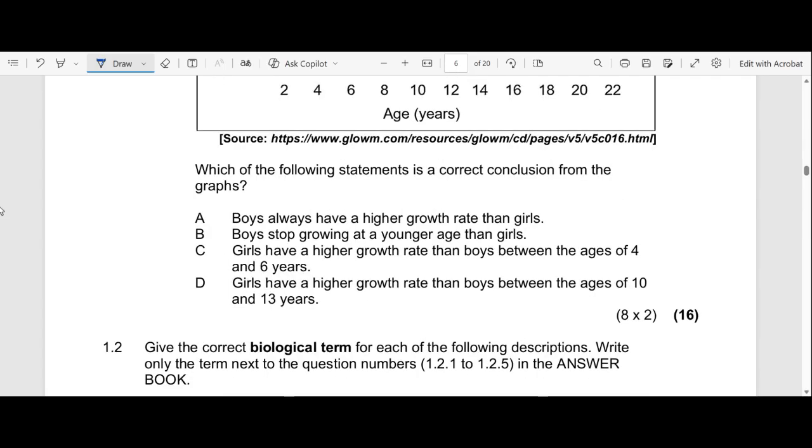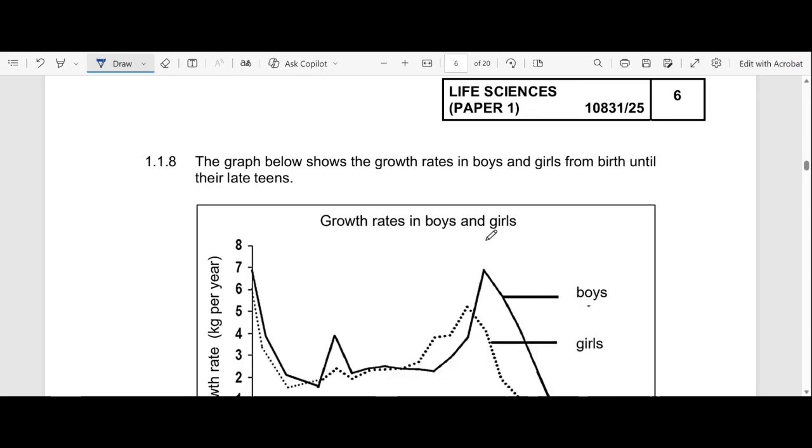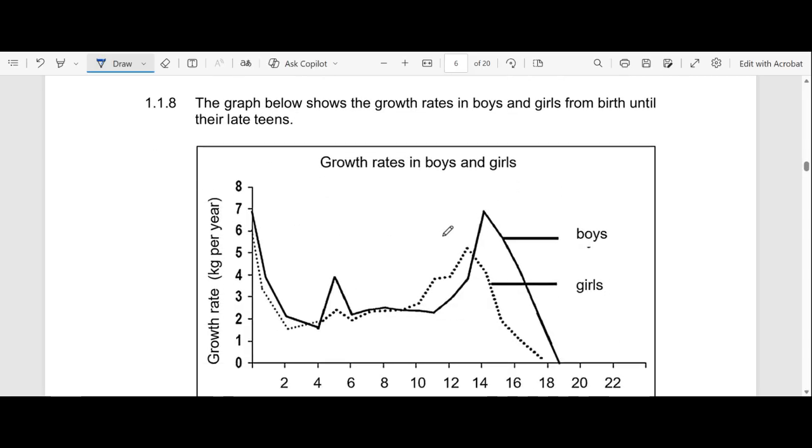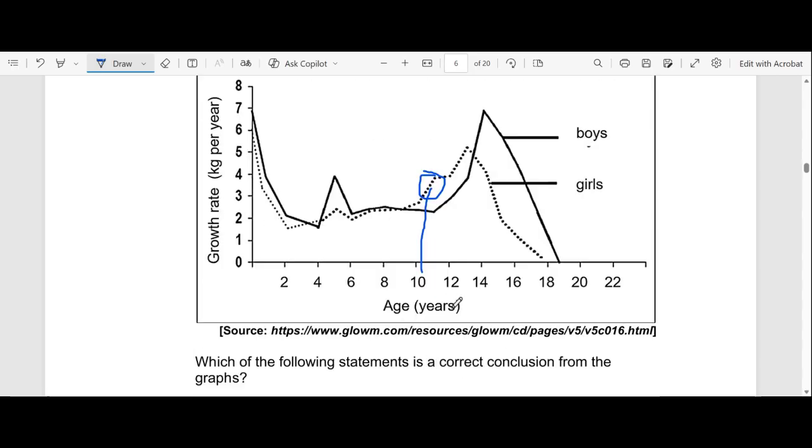Okay, A. Boys always have a higher growth rate than girls. Let's look at our graph and check whether that's true. Okay, we can see it's not true, right? You can see that at this age, girls are growing faster than boys, between 10 years and 12 years old. So definitely option A is not true.